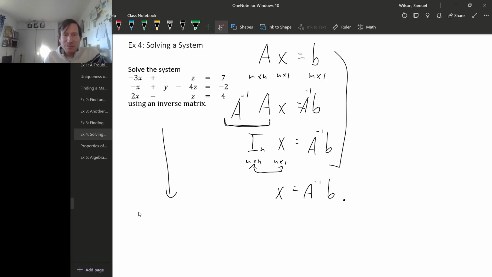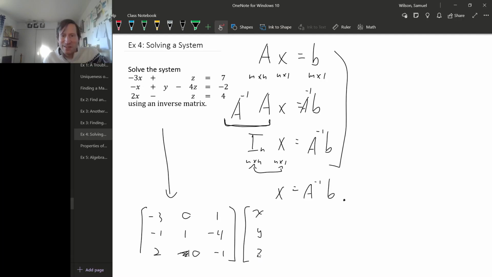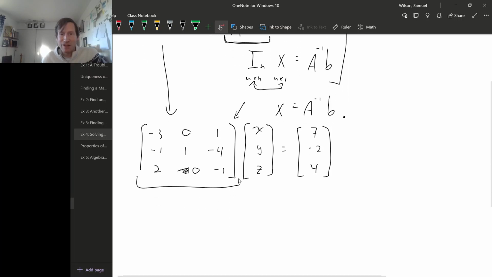If we write this as a matrix equation, it's going to be the matrix with rows minus 3, 0, 1; minus 1, 1, minus 4; 2, 0, minus 1, times our matrix of variables x, y, z, equals our right-hand side, 7, minus 2, 4. Okay, so now let's find the inverse. This is our matrix A right here. Let's find the inverse for A.